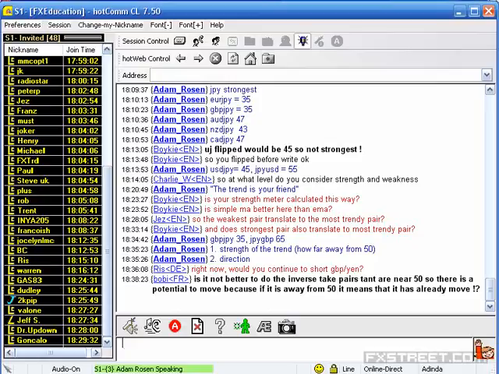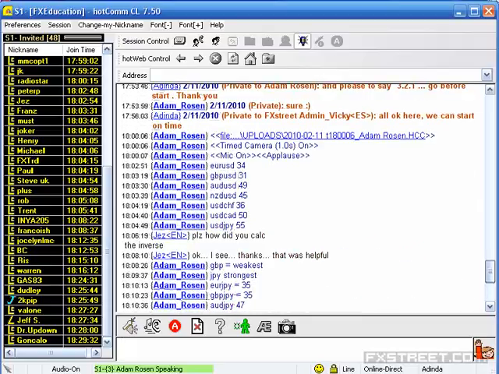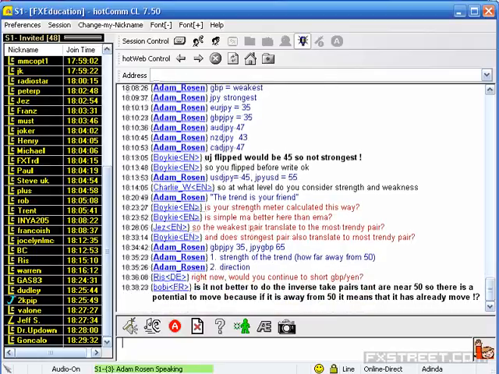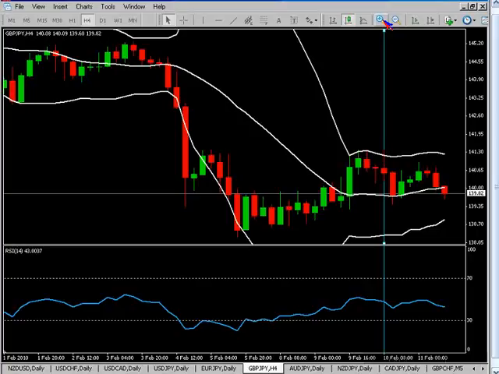The question is, is it not better to do the inverse, take pairs that are near 50, so there's a potential move, because if it's away from 50 it means that it's already moved? It's a great question, Bobby. In other words, the cable yen, which our little relative strength exercise has already told us, hey, the cable yen's already down. Maybe we're closer to reversal.